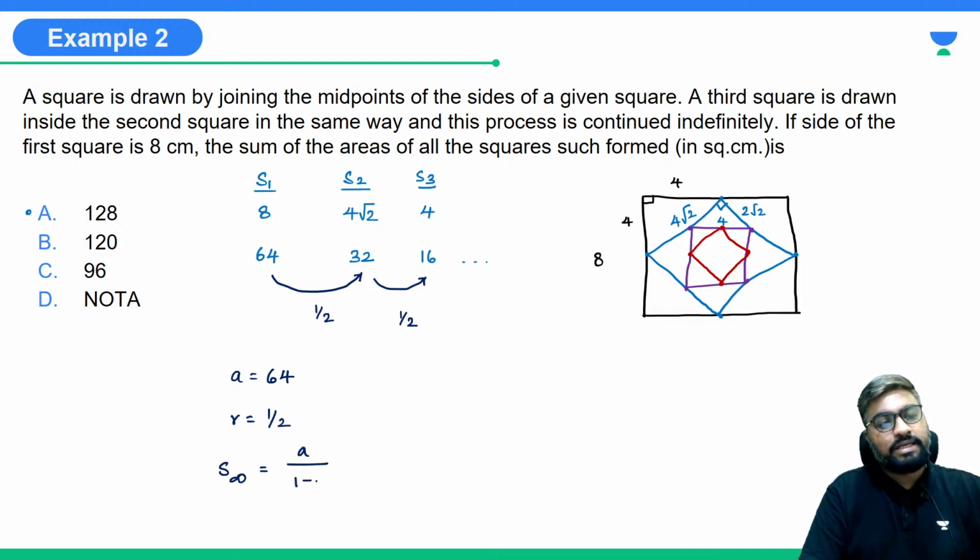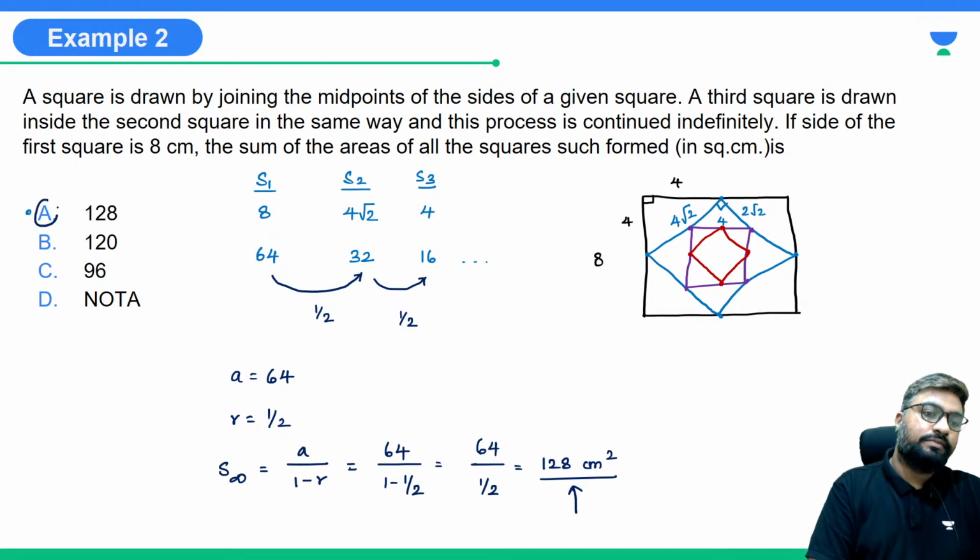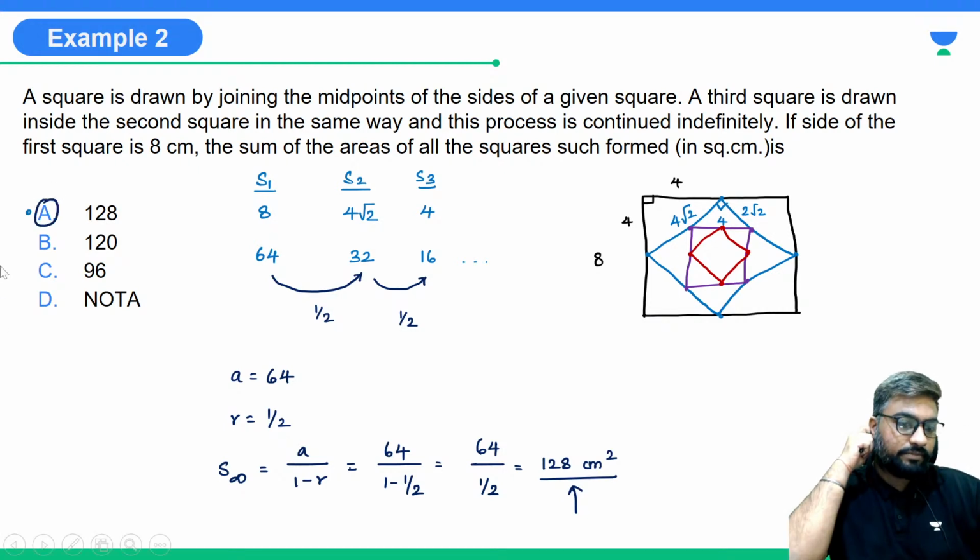A by 1 minus R. Correct, Pritesh? So A by 1 minus R will be what? 64 by 1 minus 1/2, which is 64 by 1/2. That is 64 into 2, 128 unit square or centimeter square. This will be the sum of all the squares that are formed. Cool, everybody?